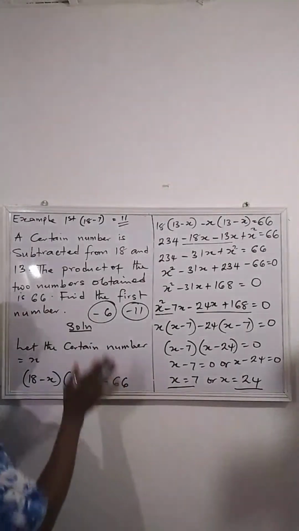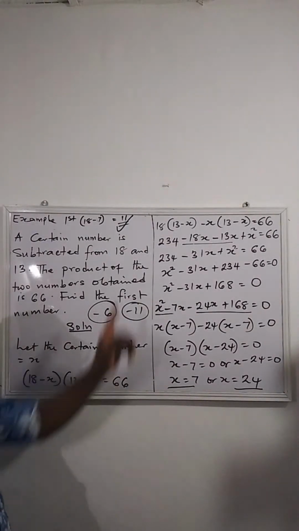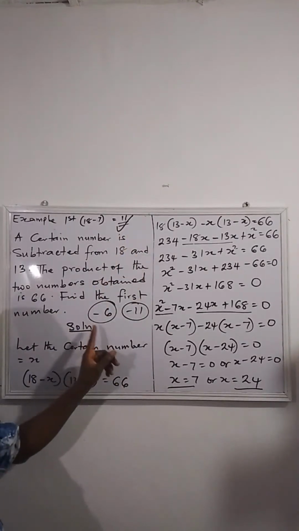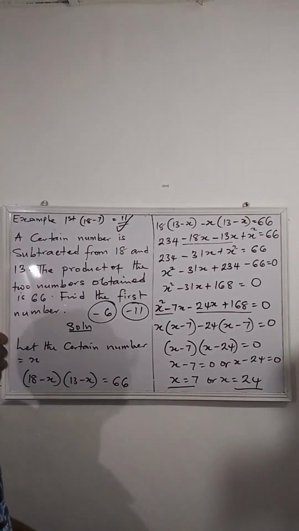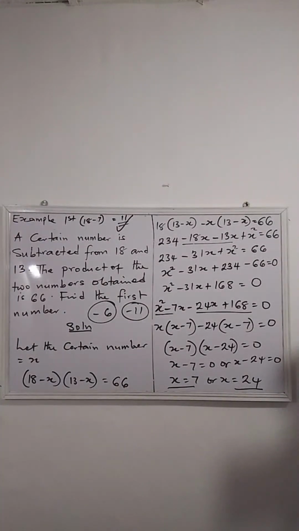So you can just conclude now that the first number is 11, or you say it is what? Minus 6. All right, so that is the answer to the problem. I want to believe by now everybody must have understood my explanation.